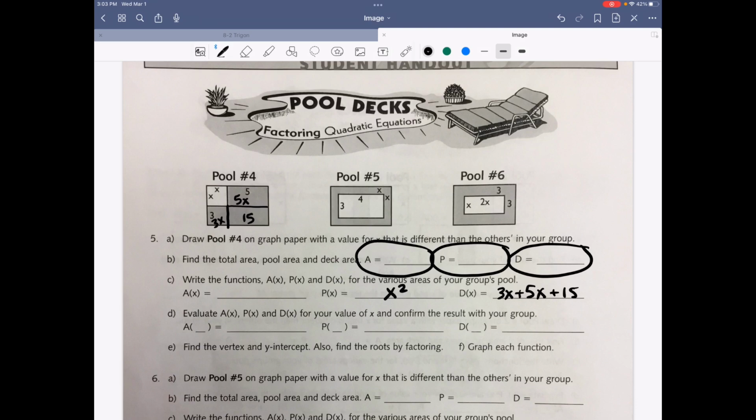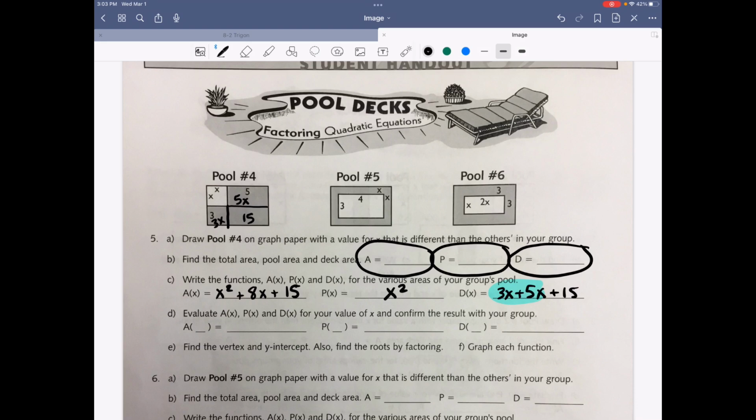And then our total area, our whole function, is going to be x squared. I'm going to combine these. So that's going to be 8x plus 15. That's the total area.